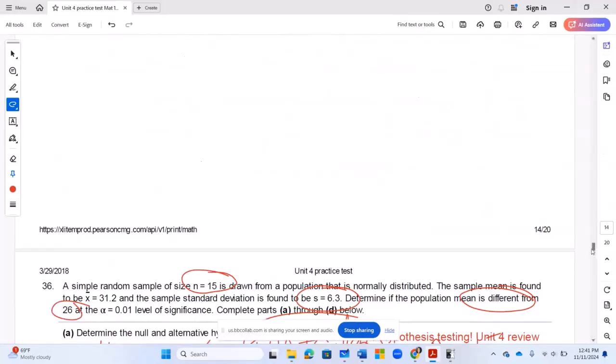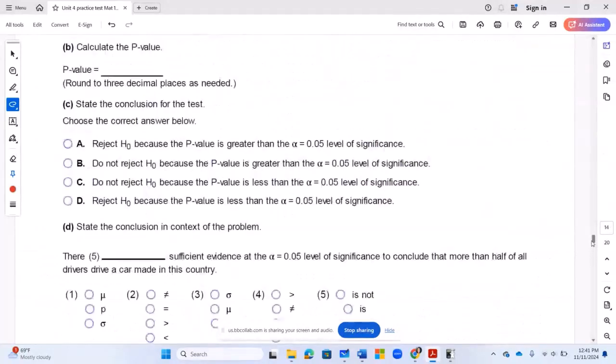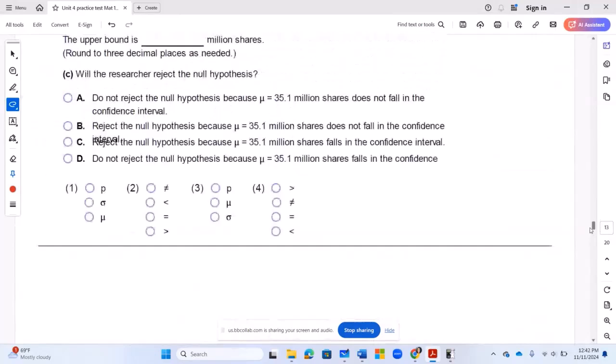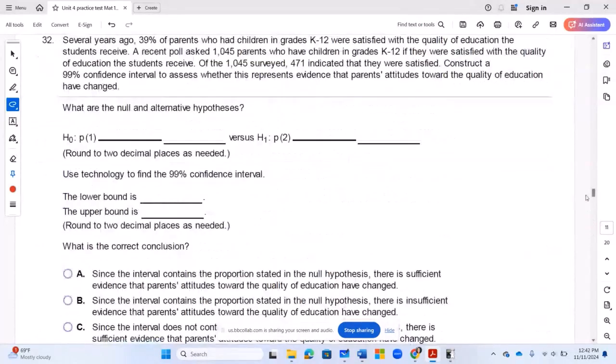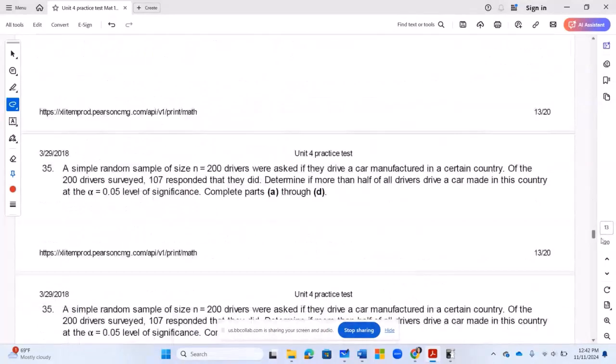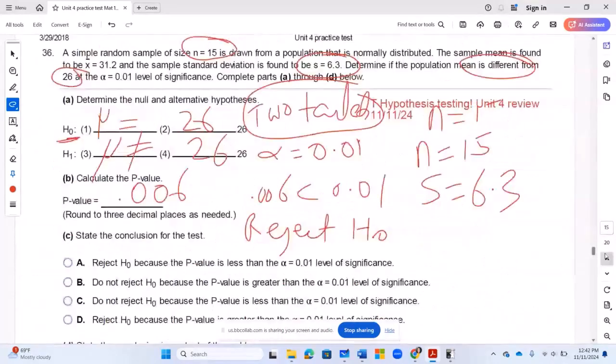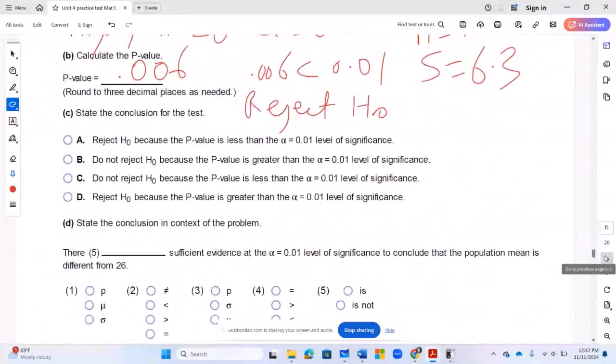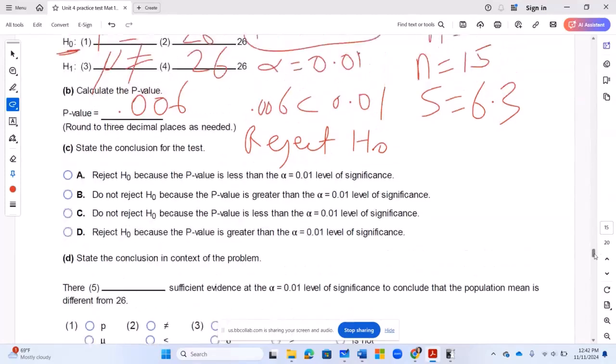I rejected the null hypothesis because the p-value is less than alpha. Let me go back to the question. So this is number 36. We have already concluded, so we can say there is not enough evidence to state that the mean value is equal to 36, because we rejected the null.